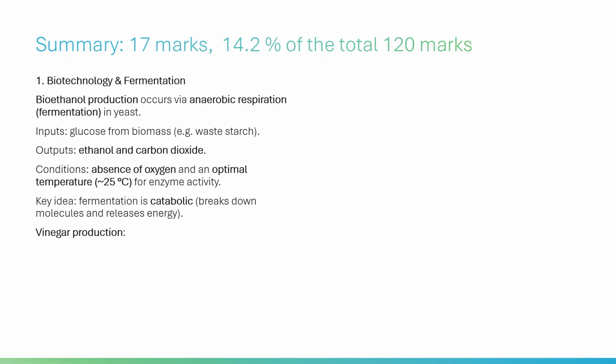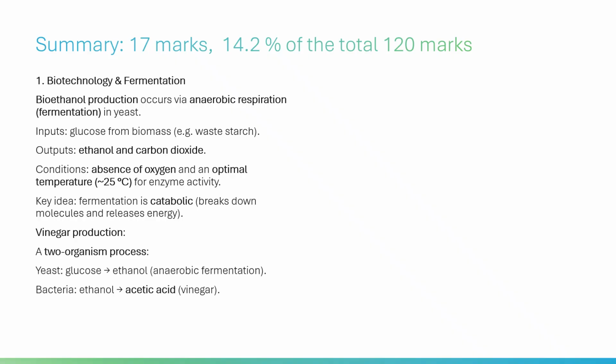Vinegar production. A two-organism process. Yeast, glucose to ethanol, anaerobic fermentation. Bacteria, ethanol to acetic acid, vinegar. Highlights cooperation between organisms and reinforces prokaryote versus eukaryote differences.